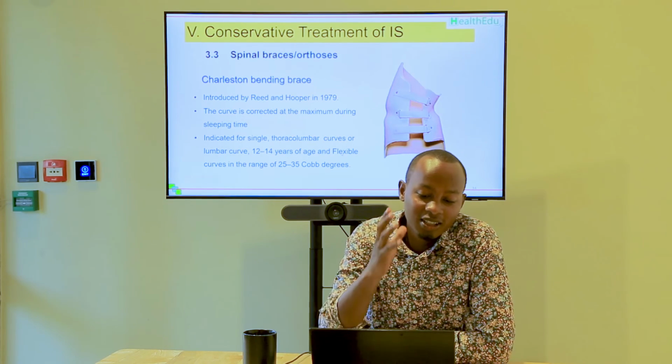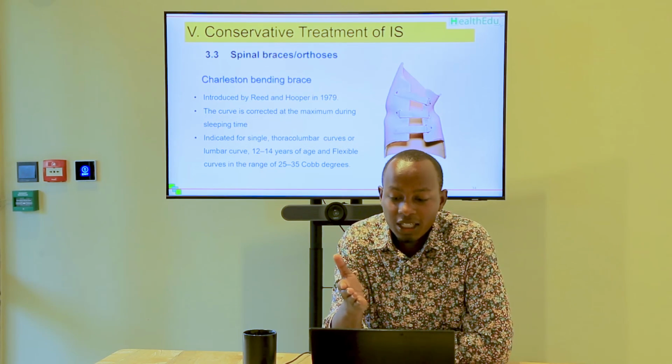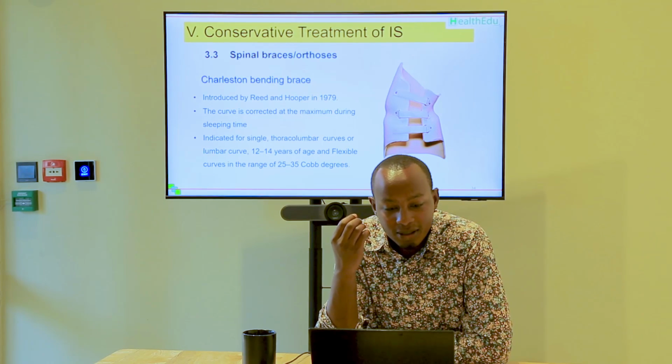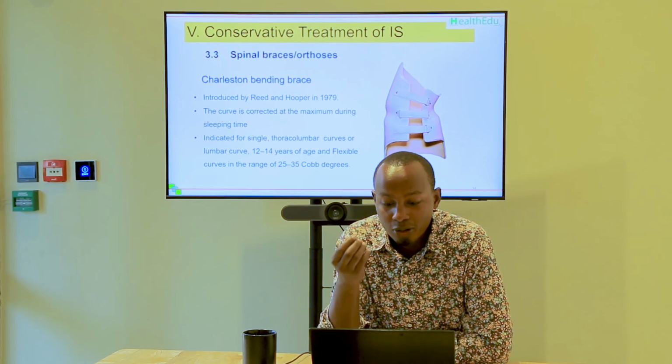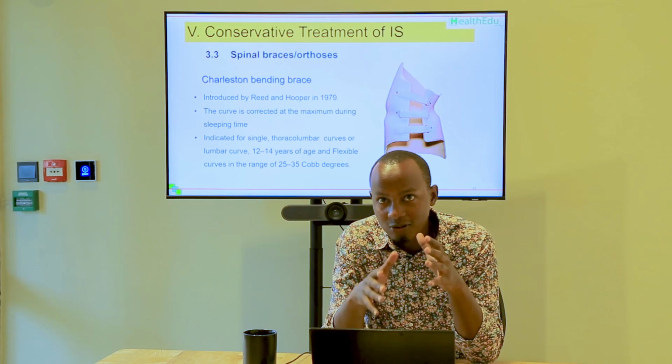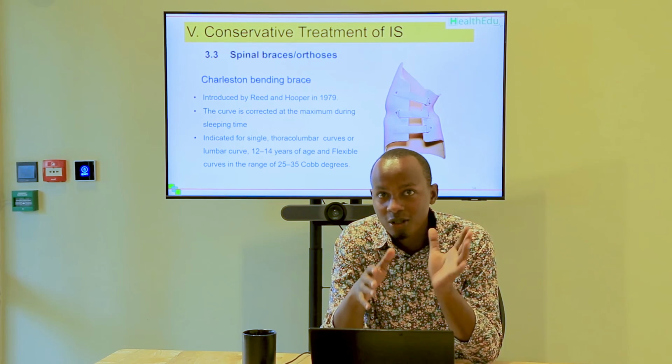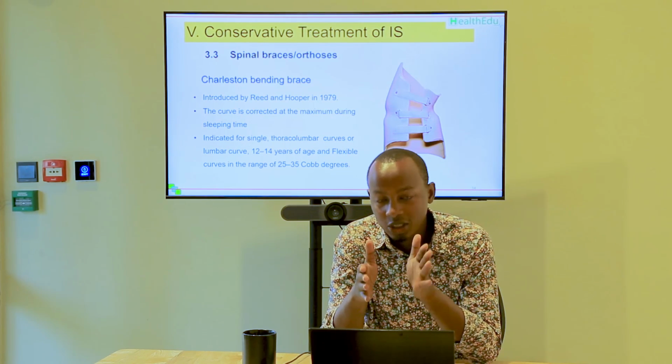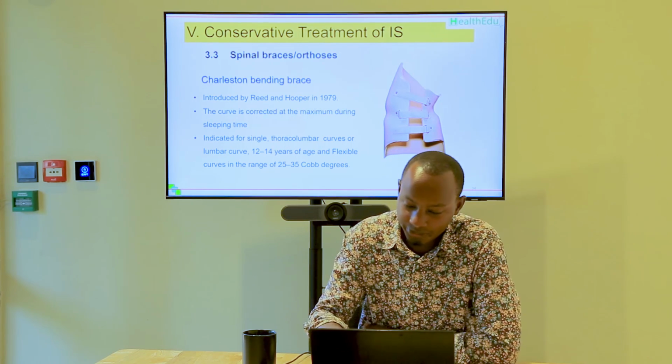If the curvature is rigid, you don't provide the Charleston bending brace because we need to overcorrect. If you overcorrect something which is rigid, you are causing problems to the patient and they can't correct it.